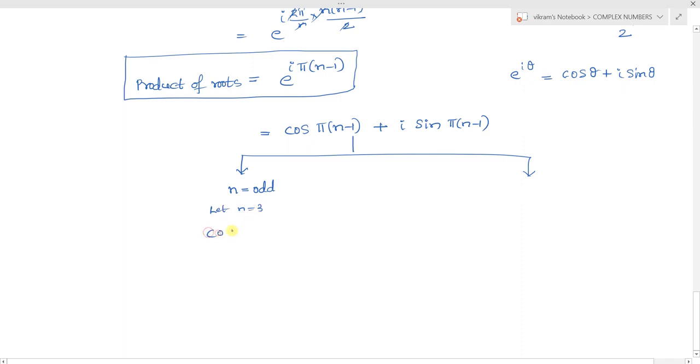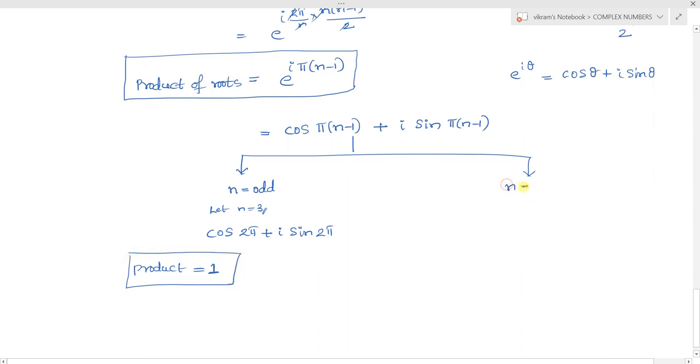So the product of the roots is cos 2π + i sin 2π. Whether n is 3, 5, or 7, we get an even multiple of π. The cos of an even multiple of π is 1, whereas the sine of an integer multiple of π is 0, so the result equals 1. Hence if n is odd, the product of the roots equals 1.